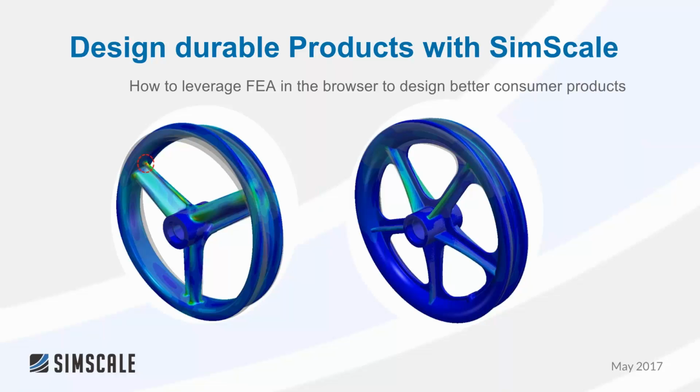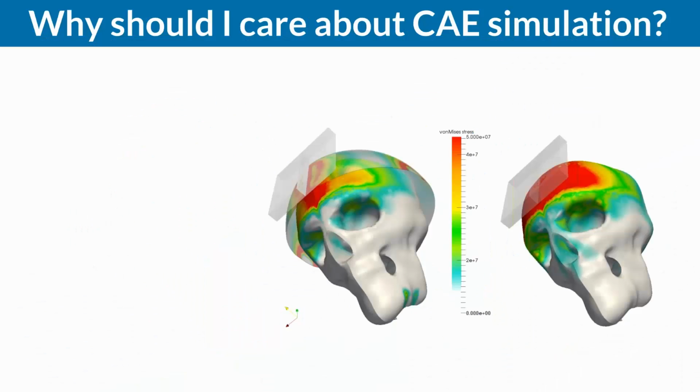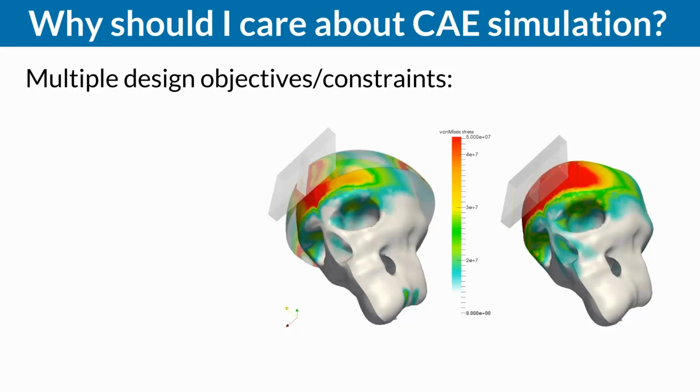Okay, so let's talk about designing products. I guess the audience today is split between designers and engineers. So let's talk first about designing. Why is designing a complex process? First of all, we have multiple design objectives and constraints.